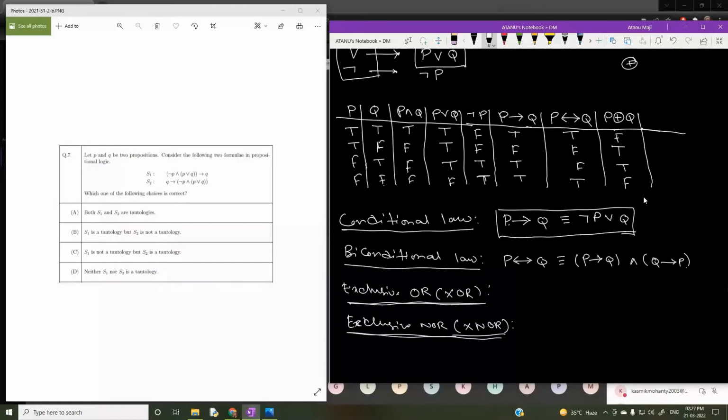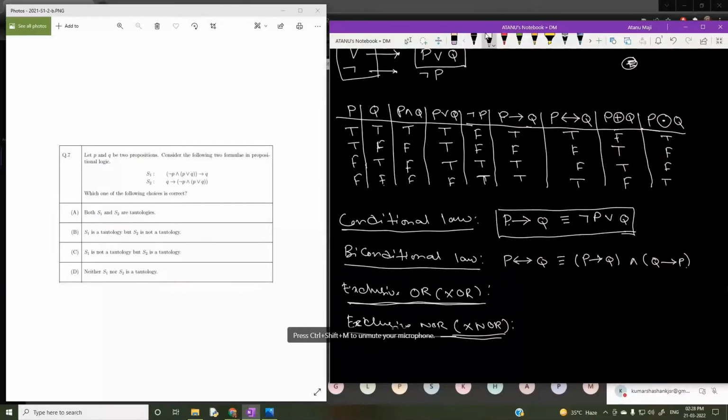The symbol for XNOR will be this, between P and Q. That means you take this dot symbol and surround it by a circle. As I told you, exclusive NOR is just the negation of exclusive OR. So just take the negation of this column: this will be true, this will be false, this will be false, and this will be true. So you can see this column and this one are equivalent, they are the same. In another way, we can say the biconditional connective is exactly the same as the XNOR connective. So these are the basics of the truth table.